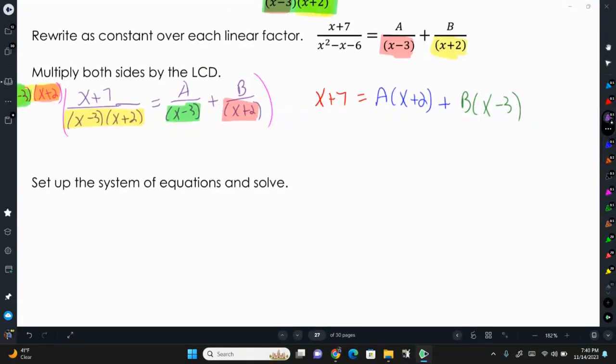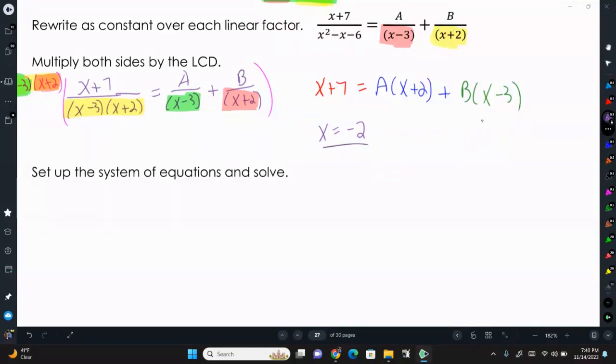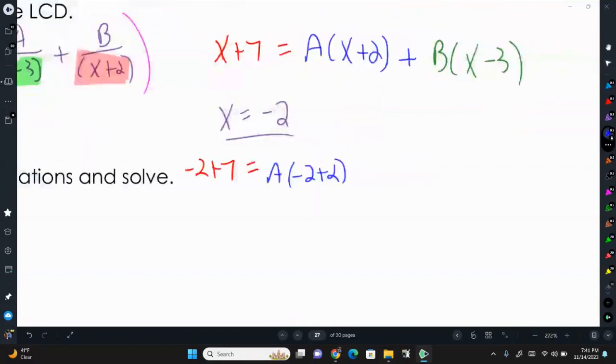So what we'll do is say, okay, what if x is equal to negative 2? So if x is equal to negative 2, that's going to be negative 2 plus 7 equals A times negative 2 plus 2, which is going to end up equaling 0, but we'll deal with that in a minute, plus B times negative 2 minus 3.